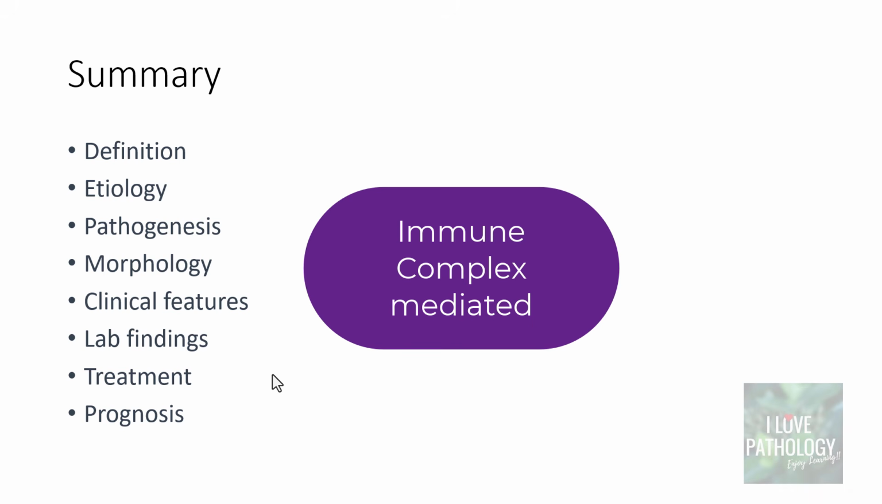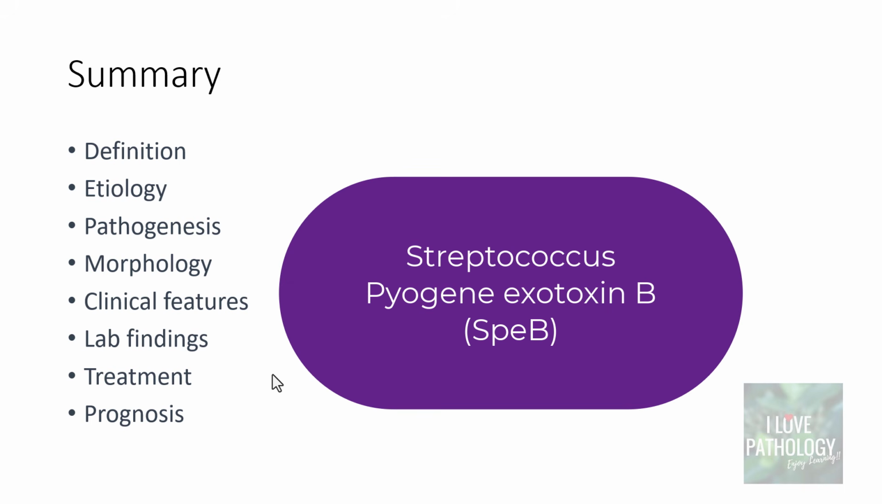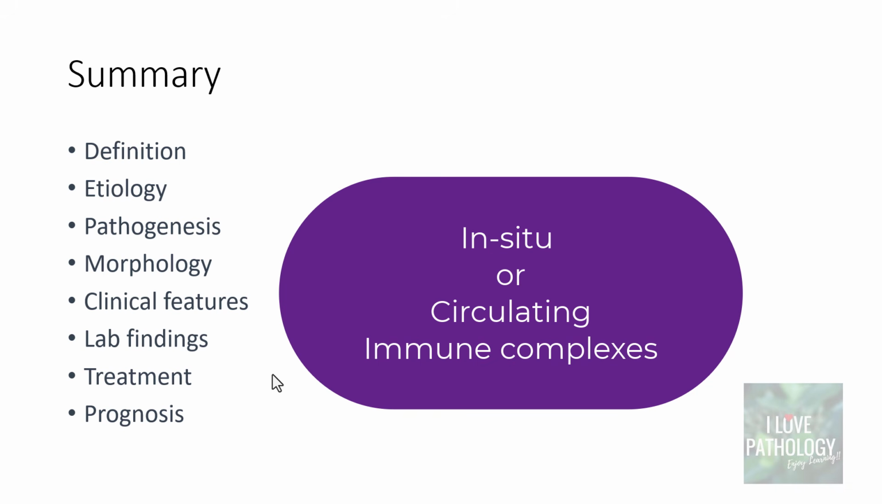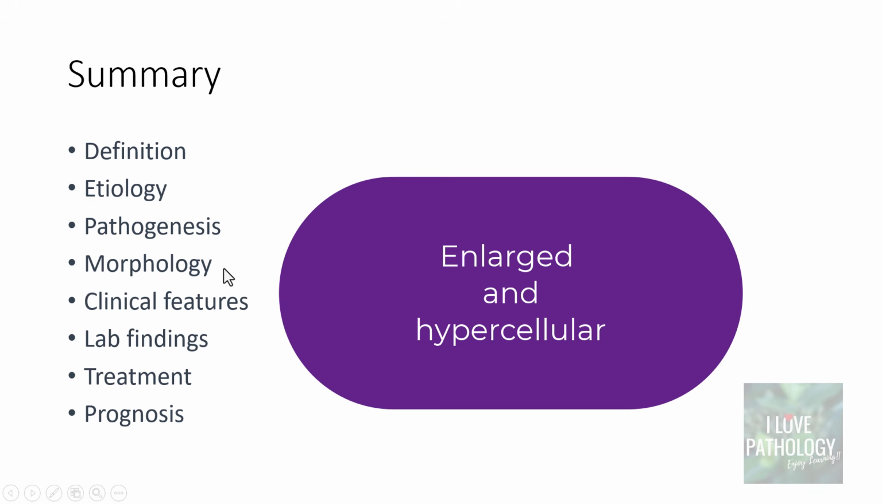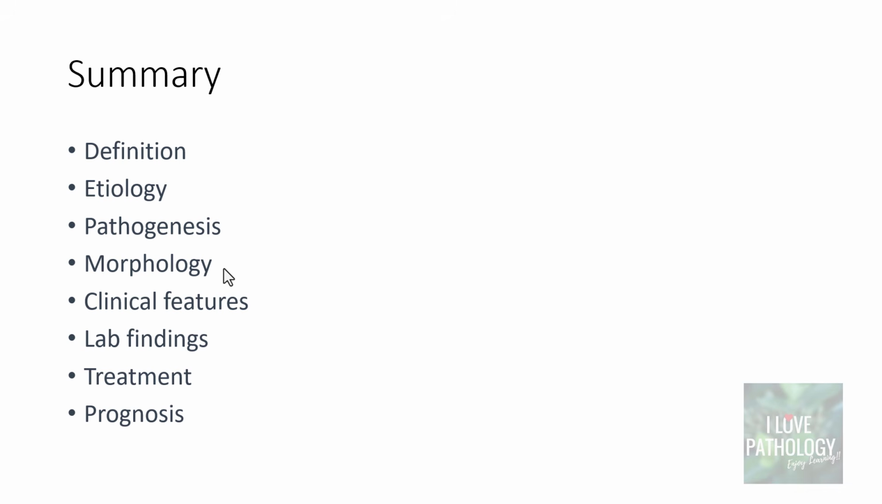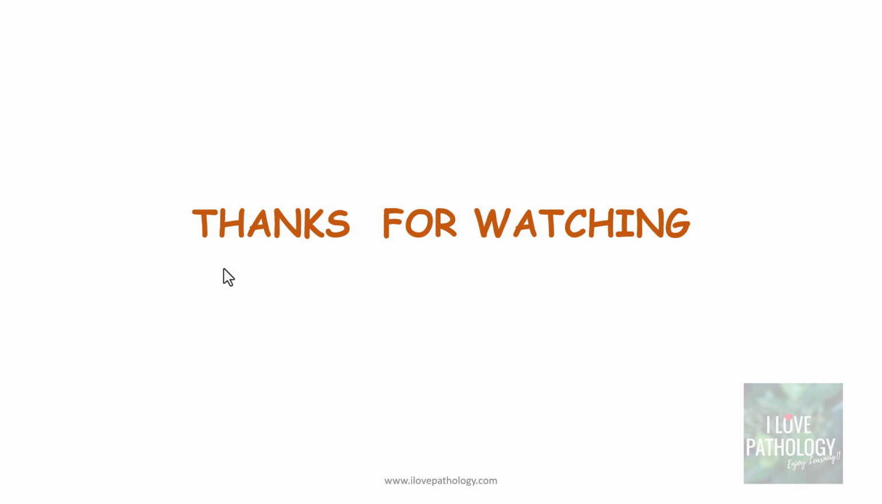So that's about acute post streptococcal glomerulonephritis. Remember, it is basically caused by immune complexes. One antigen, Streptococcus pyogenes exotoxin B, can form in situ complexes, or the circulating complexes can get trapped in the glomeruli, leading to inflammation. We talked about the glomerular pathology, we talked about the morphology. The most important morphology you need to remember is enlarged and hypercellular glomeruli, right? So that's about post streptococcal glomerulonephritis.